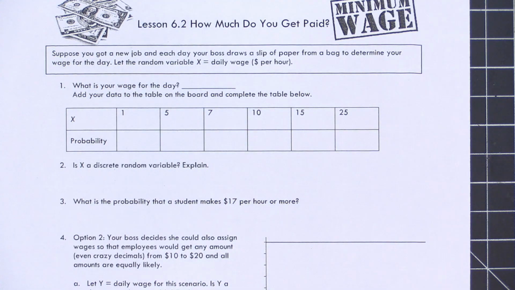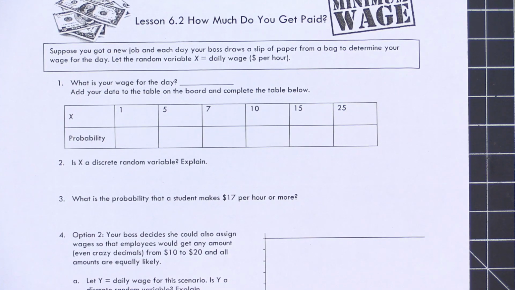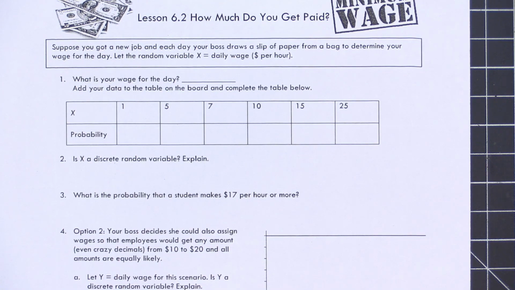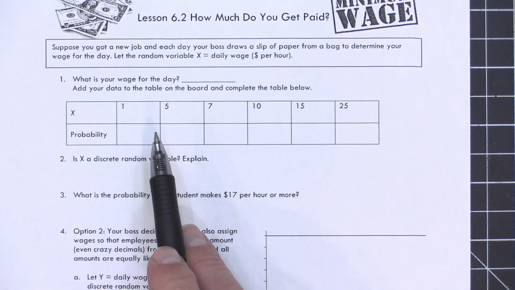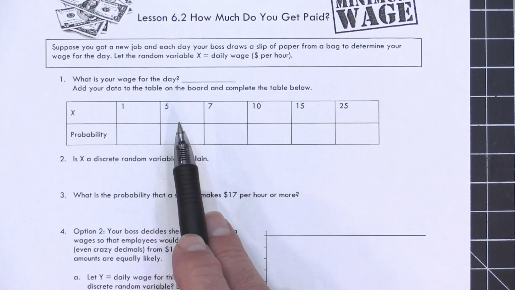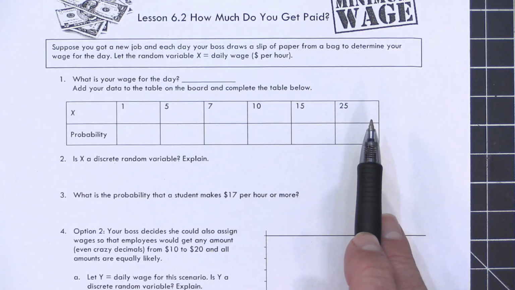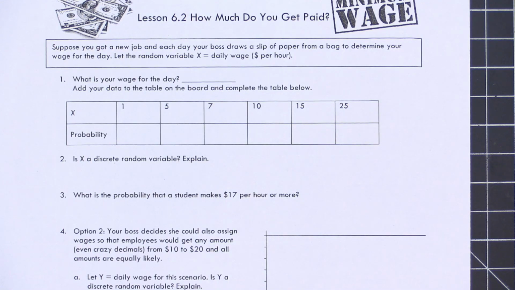And so suppose you got a new job, and each day your boss draws a slip of paper from a bag that determines your wage for that day. Now that would be really interesting if your wage changed every single day, right? So here are the possibilities. You can make $1, you can make $5, $7, $10, $15, or $25 an hour. And it all depends on you reaching in and pulling out a slip of paper. So not always a great thing.